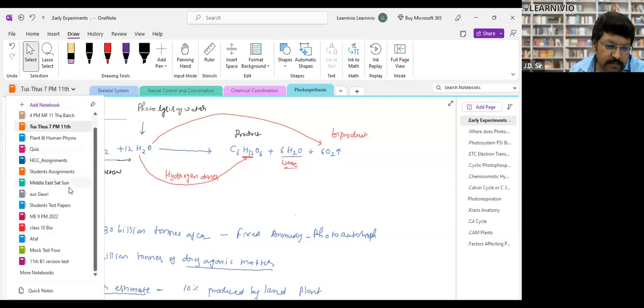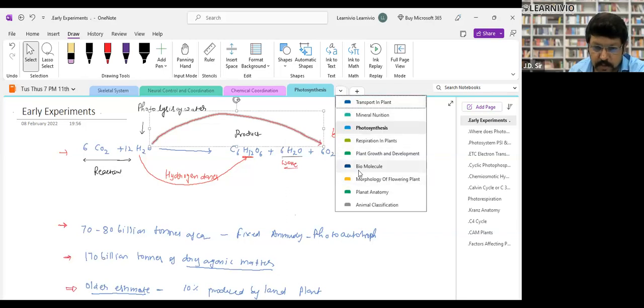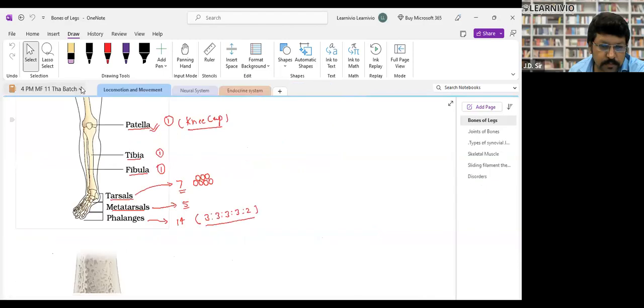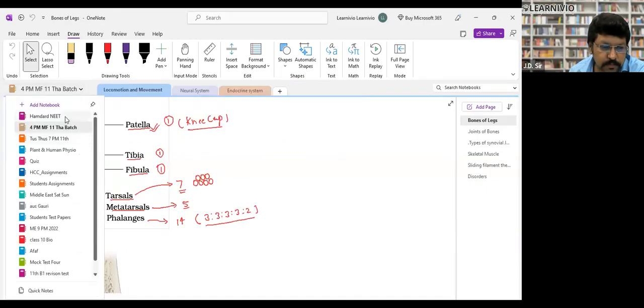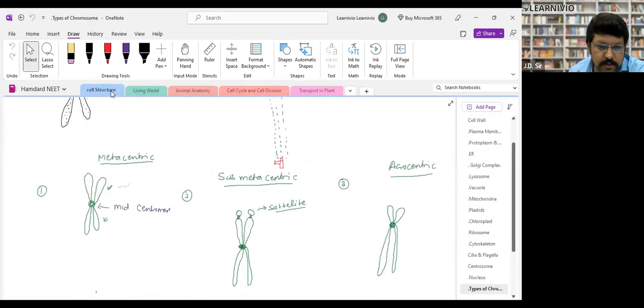I taught you that diagram. So first let me open the cell biology part. Where is biomolecules here? Cell biology, cell cycle, cell division, cell structure, then cilia and flagella.